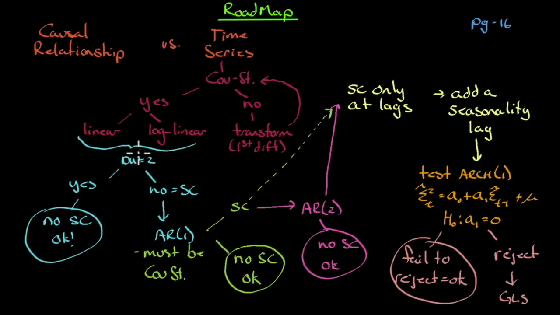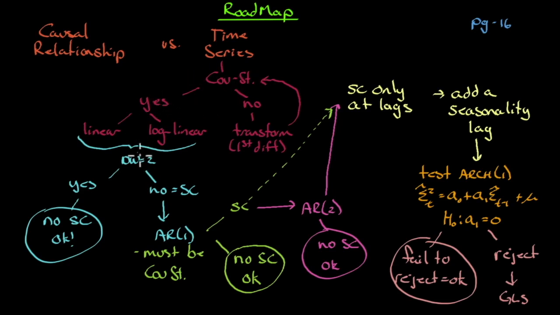Then if we run the linear or log linear model, we're looking for serial correlation in the error terms. We're testing whether DW equals 2. Yes, it does equal 2, means we have no serial correlation, we're okay. No means we have serial correlation, and we're going to have to move on to an AR1 model. If, back here, we do not have a covariance stationary time series, we'll transform the data, maybe first differences, and then we'll check again, is it covariance stationary? And then we head down this pathway again.